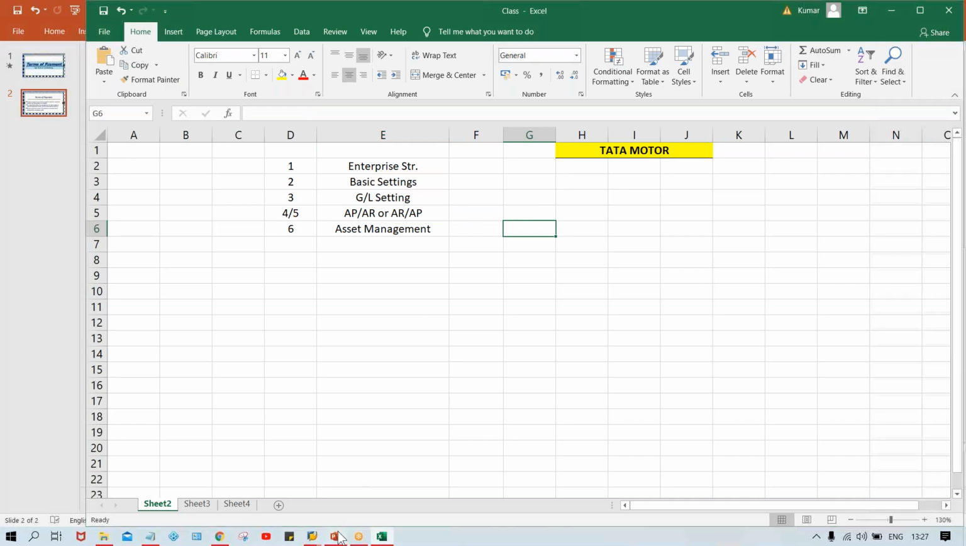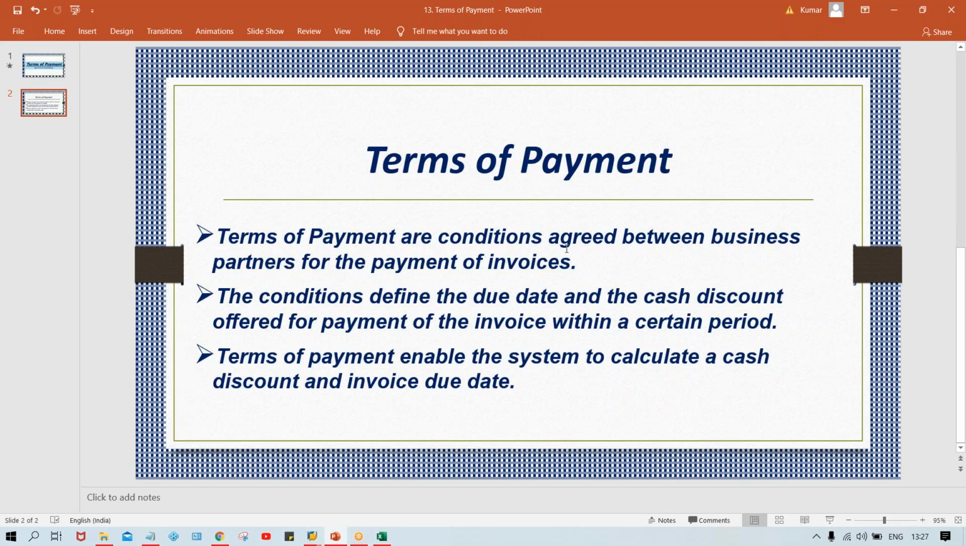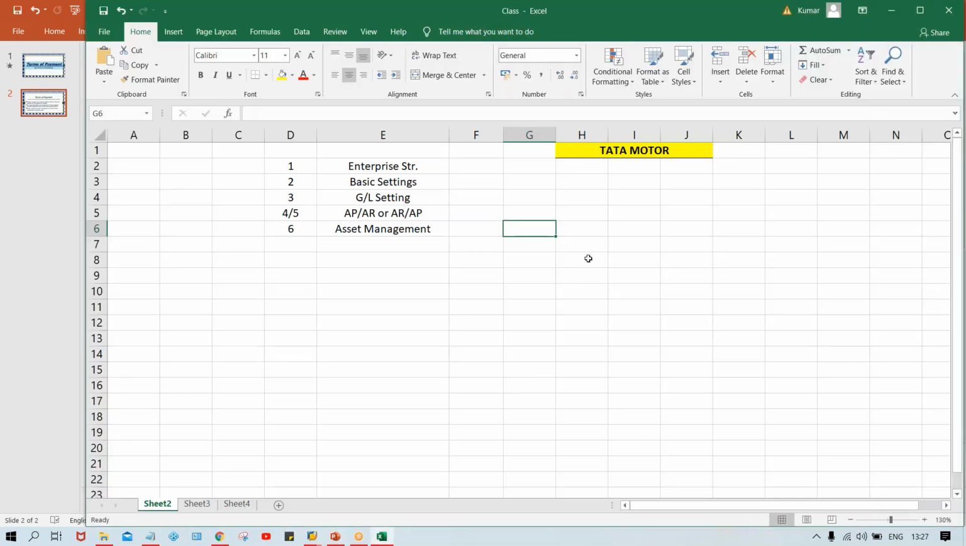So what are terms of payment, guys? Look here. Payment terms are the conditions agreed between business partners for the payment of invoices. Whichever invoices are paid, let's suppose we are in account payable, so take the example of a vendor itself. Now, multiple invoices we have posted.